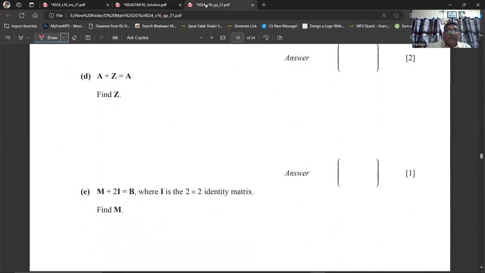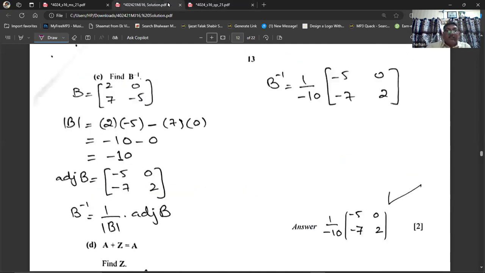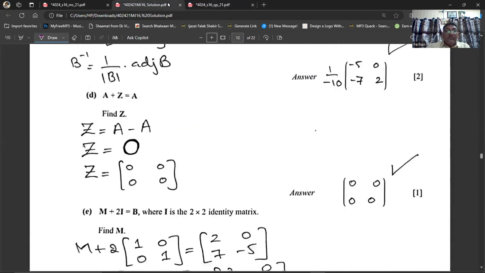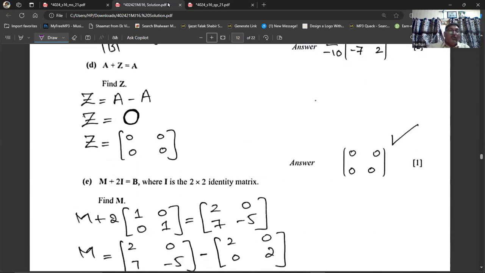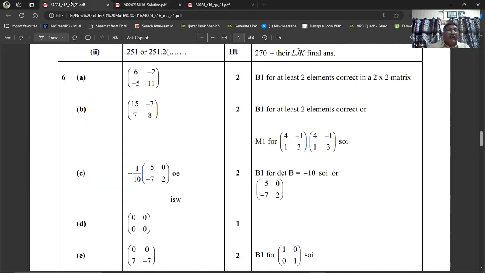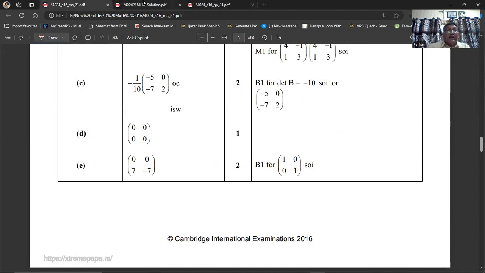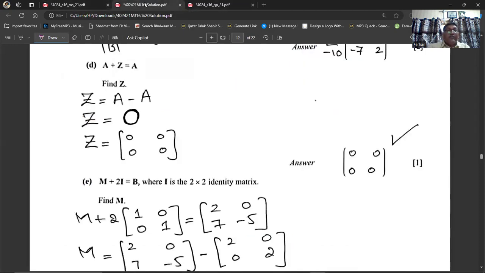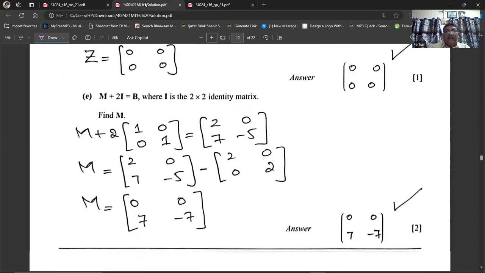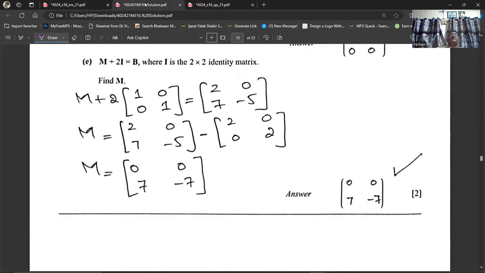He says D part. He says A plus Z is equal to A. Find the Z. Z is a zero matrix, and a zero matrix is a matrix whose values are 0 0 0 0. So very simple, straightforward question. 0 0 0 0 is the right answer, sir. Okay. Then we have the next part.